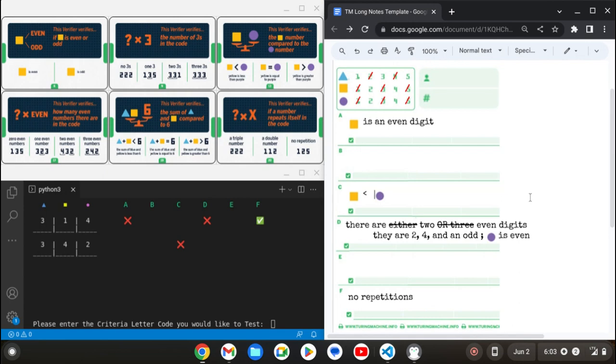And since we know that they're both even, obviously square must be 2 and circle must be 4. So let me go ahead and cross out the 4 for square, and for circle, let me cross out the 2.